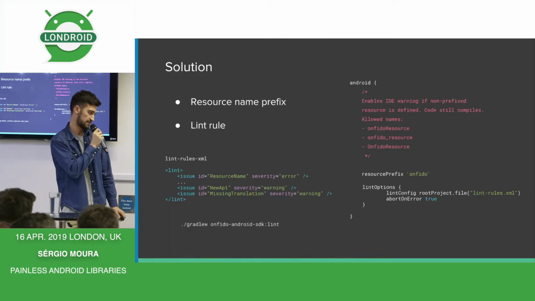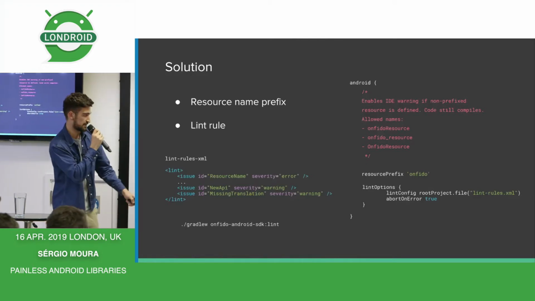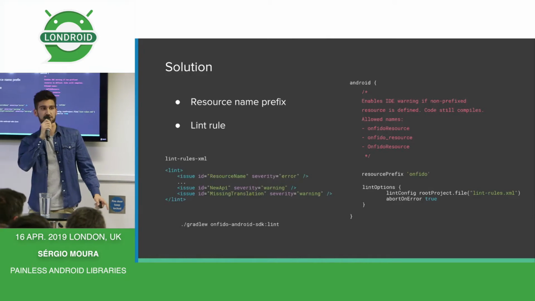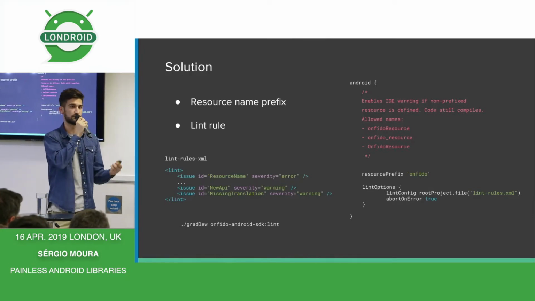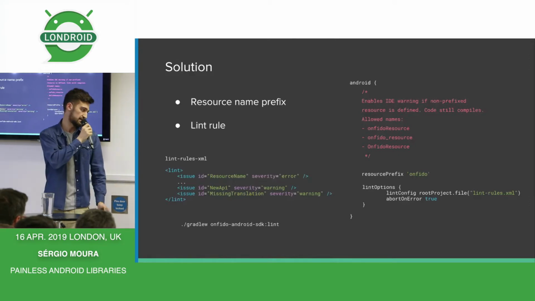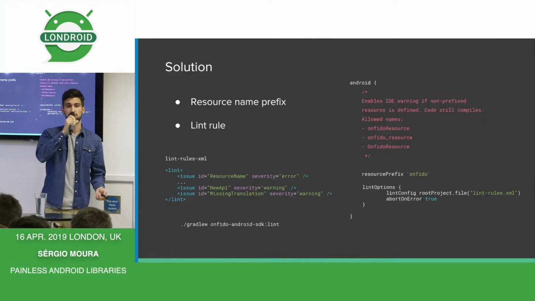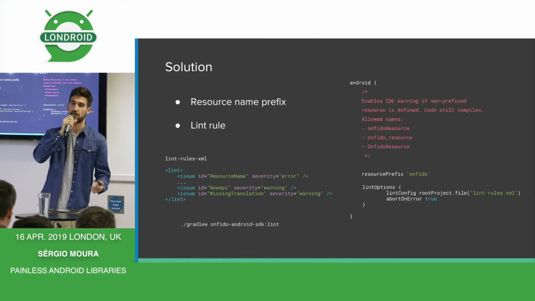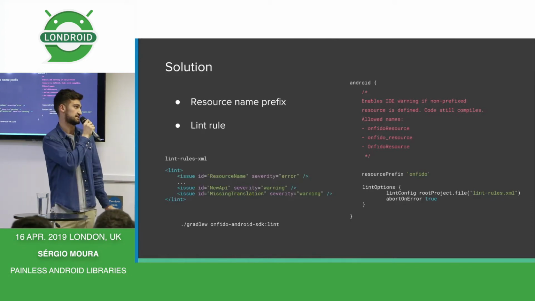Then all you have to do is go in your library and run the lint task. And I advise you not to run it on every build that you do locally while developing, because it takes quite a long time to run. Instead, what we do here is we run it as part of our CI pipeline to make sure that we will never merge a PR containing a non-prefixed resource. So you're pretty safe in this case.